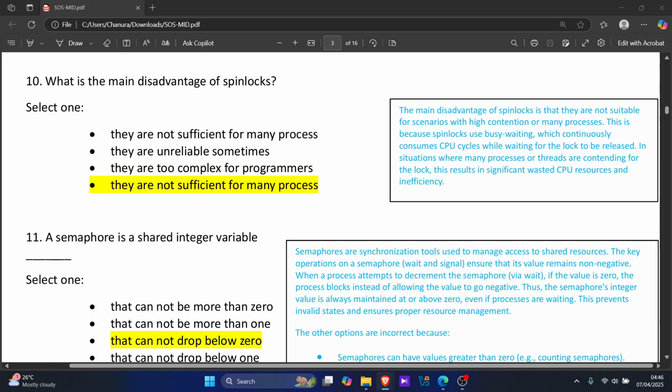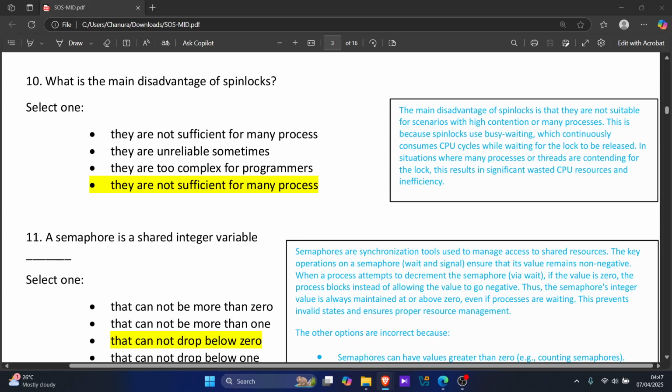Okay, so I need to figure out the main disadvantage of spin locks from the given options. Let me start by recalling what spin locks are. Spin locks are a type of lock where a thread repeatedly checks if the lock is available instead of yielding the CPU. That means the thread stays in a loop, spinning until it can acquire the lock.